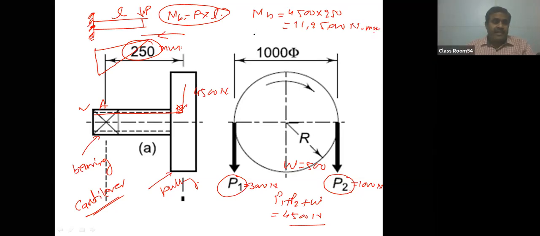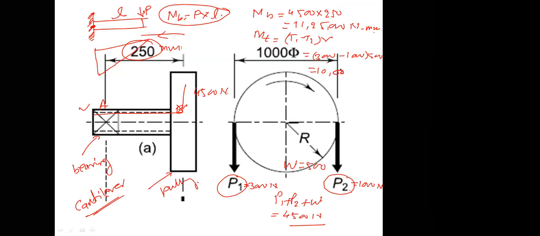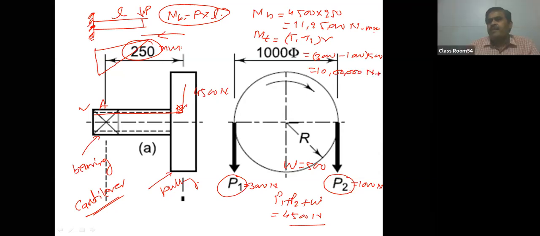Now, what is the torque coming on this hollow shaft? Torque can be found by T1 minus T2 multiplied by the radius of the pulley, in the case of a pulley. T1 is 3,000. T2 is 1,000. What is the radius of the pulley? The diameter is 1,000. That's why the radius is 500. Solve it. 2,000 into 500. कितना आ रहा है? 10 लाख. ठीक है. 10 lakh, the unit is again Newton millimeter.